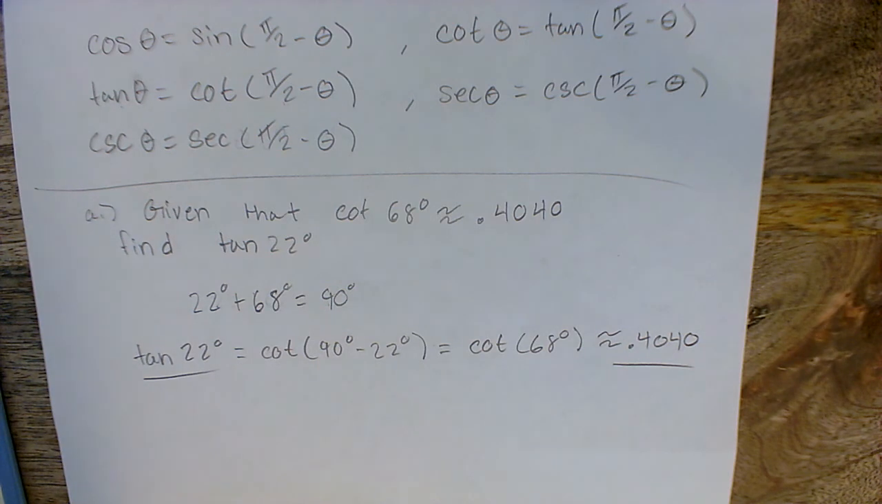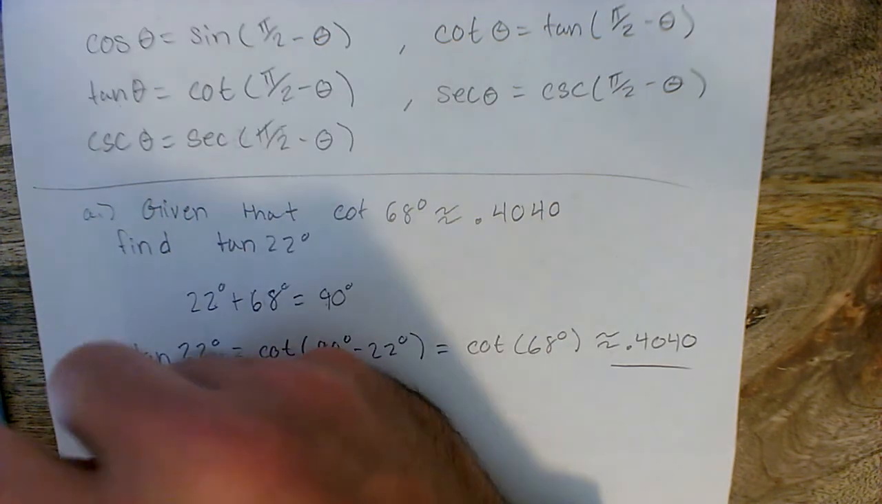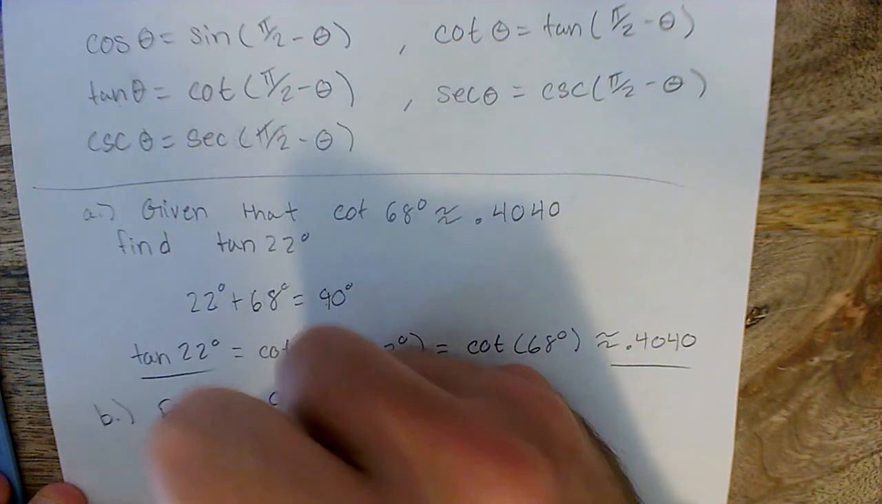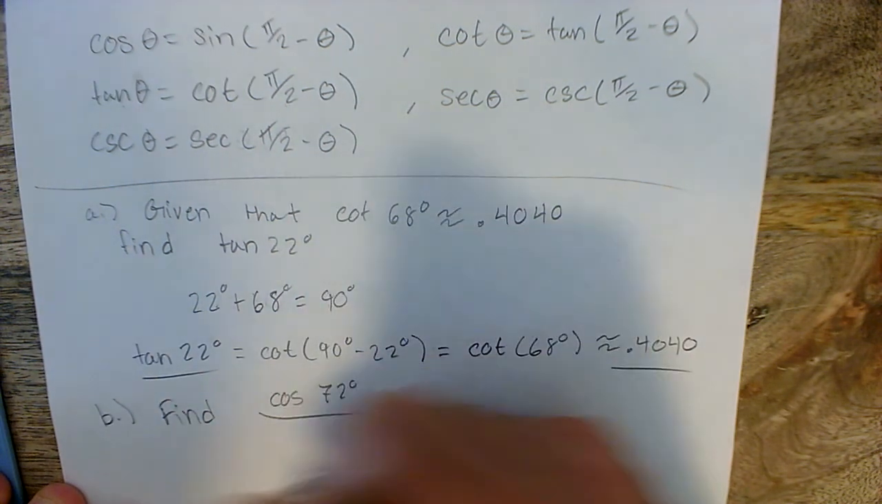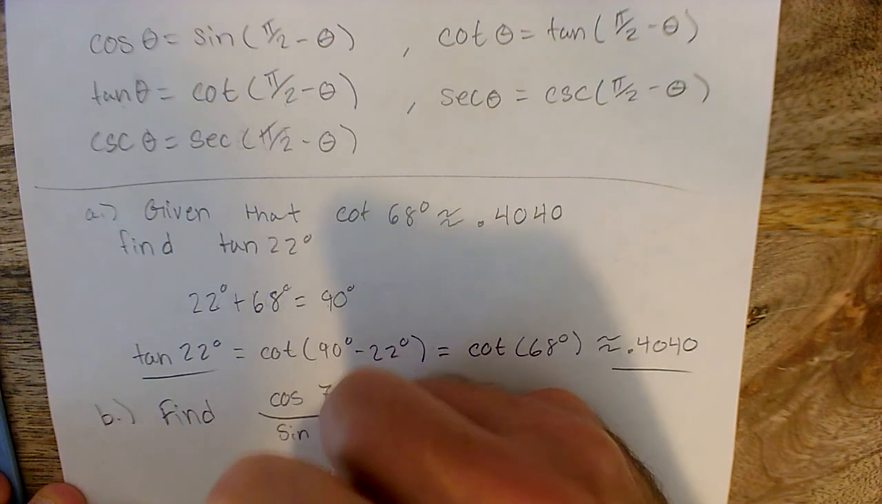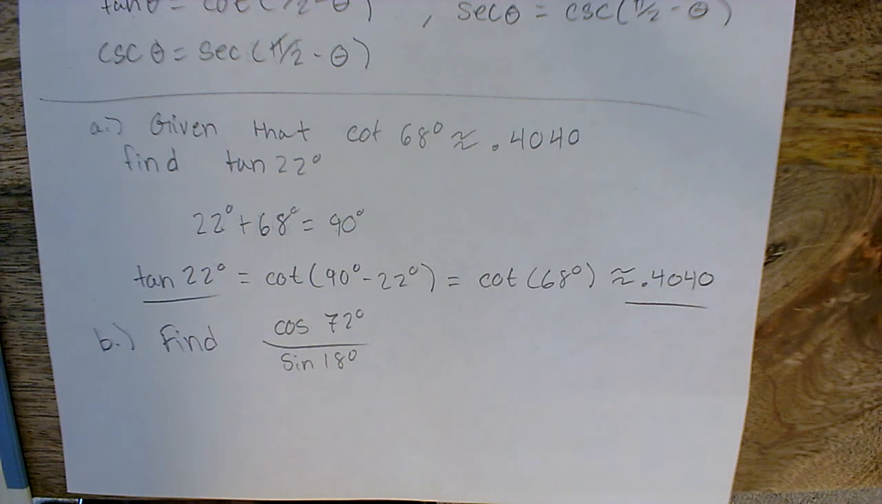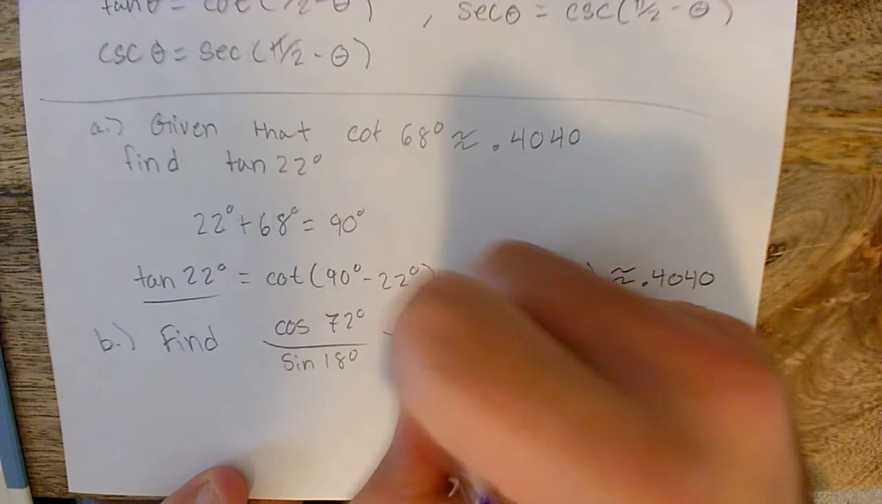Okay, so now the second one is, find the cosine of 72 degrees over the sine of 18 degrees. They didn't even give us a given angle here. So first, let's look at just the numerator here.